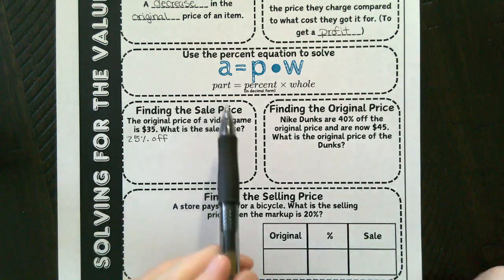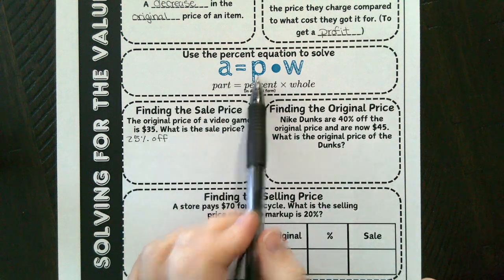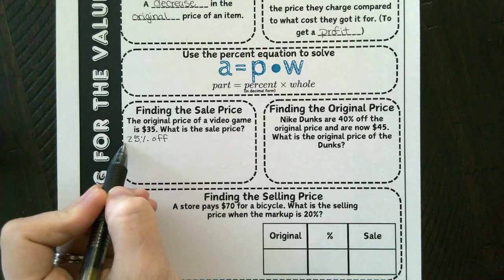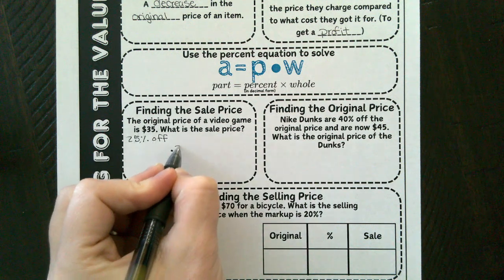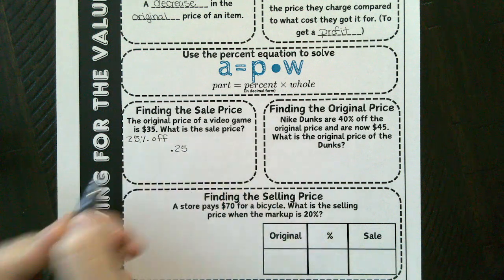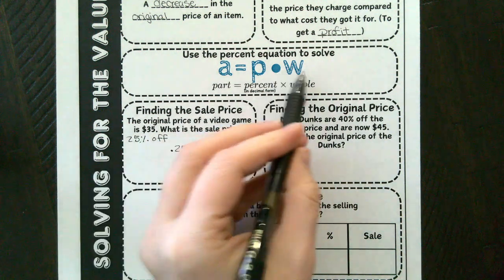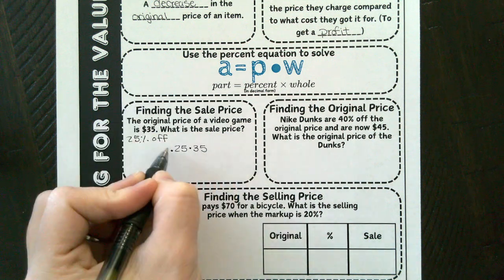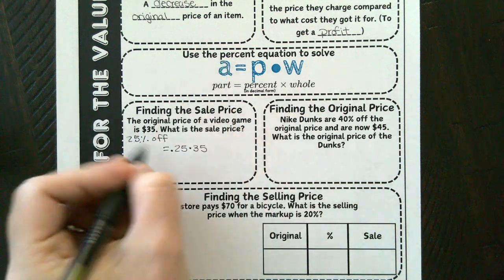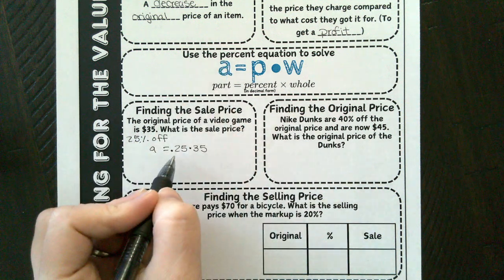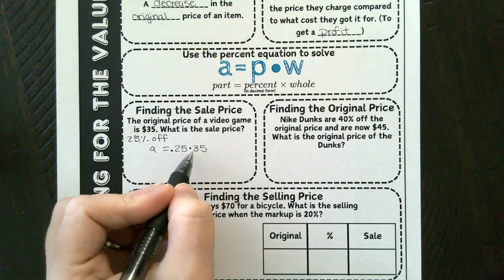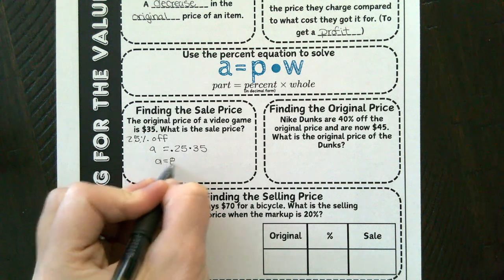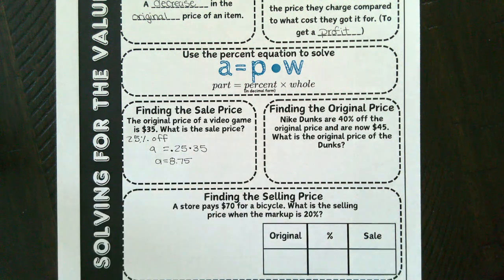So let's see what information we have. So we know the percent, 25%. And if I'm writing this into a decimal, I'm dividing it by 100. So my decimal moves 2 places to the left. So this will be 0.25 or 25 hundredths. And we're going to multiply that by the whole, which is 35. So times 35 equals the part, which is what we're trying to figure out, right? The sale price. So 25% times $35 is going to be $8.75 off of the original price.